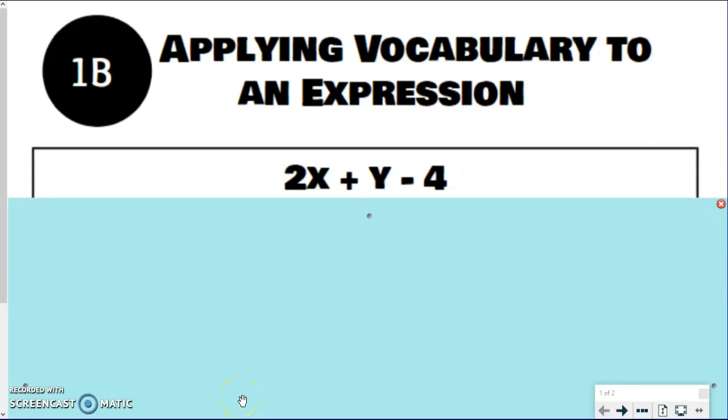Nice job making it through 1A. Let's keep it rolling on to 1B. So let's apply this vocabulary that we've been learning with parts of an expression and operation words.